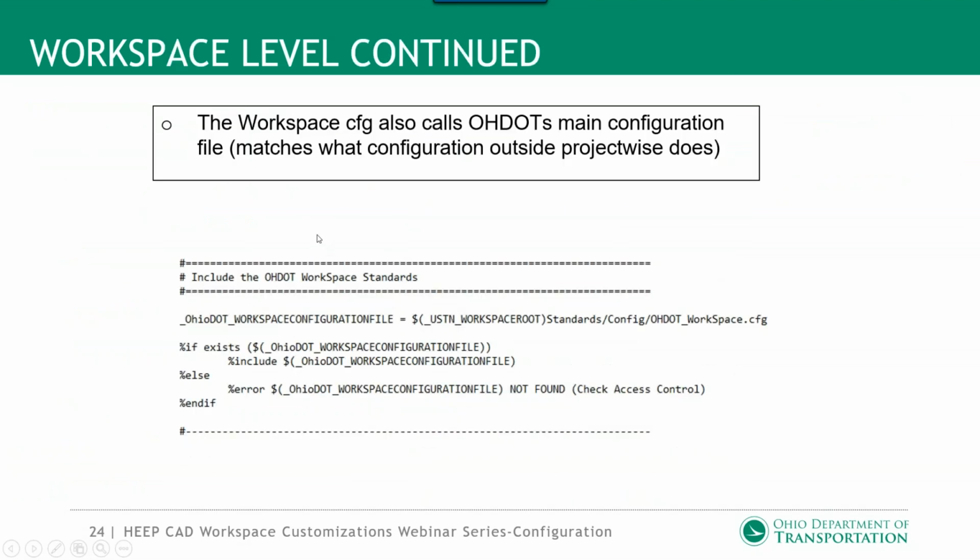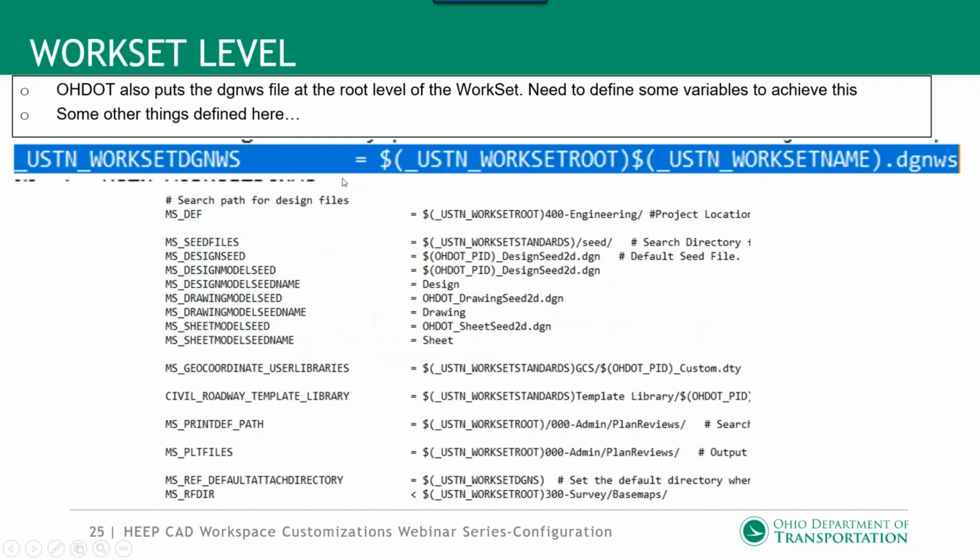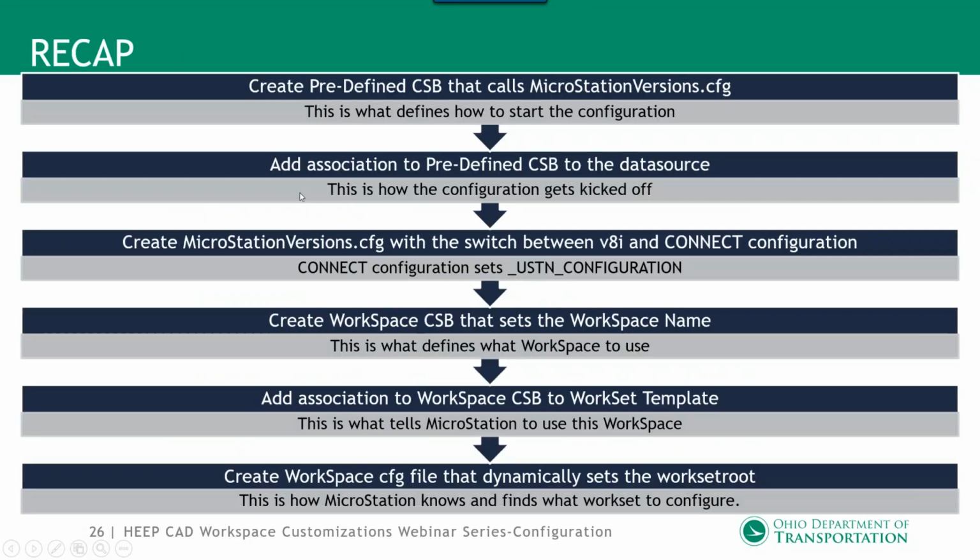So now, moving on to the work set level, again, we set that DGNWS to be inside of our project. So that's not the default. In our work set config file, we're going to define this USTN_WORKSET_DGNWS variable so that MicroStation can find that DGNWS file. We also do other things like set some project specific stuff, but that's the main one right there if you're going to move your DGNWS file around. Here's a little recap I won't go over.